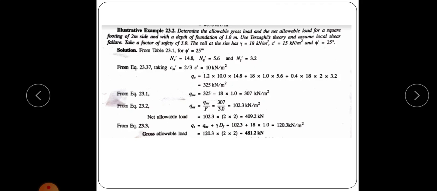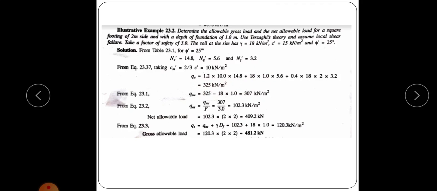1.3 C Nc. Here it is 1.2; in some textbooks it is 1.2 and in some it is 1.3, so no problem. And here it is 0.4. So it is 1.2 C Nc plus q Nq plus 0.4 gamma B N gamma. Here we have to find the mobilized cohesion, that is 2 by 3 into the cohesion value. The cohesion value here is given as 15, so 2 by 3 into 15 is 10. So we got all the values, and directly substituting in this equation, we will get the ultimate bearing capacity as 325 kilonewton per meter square.